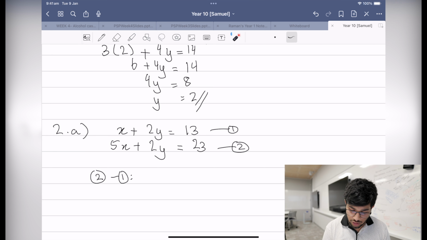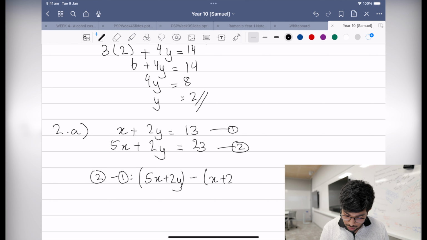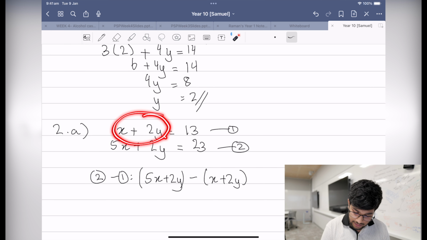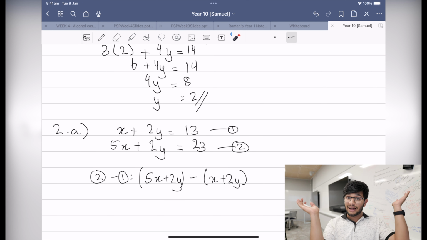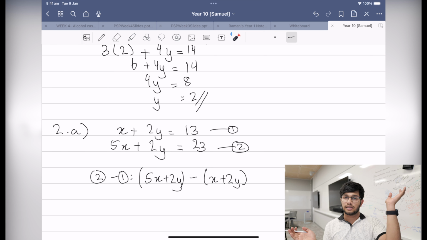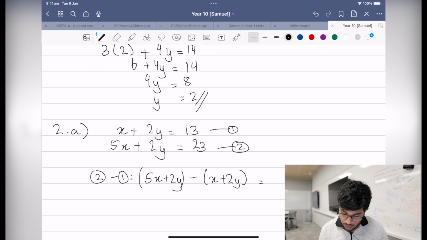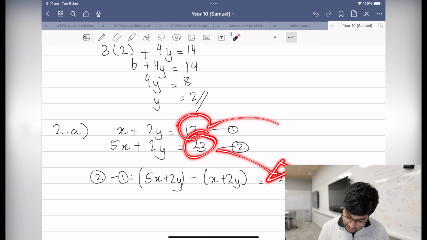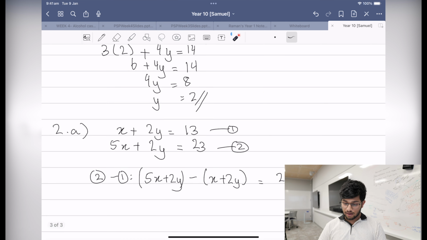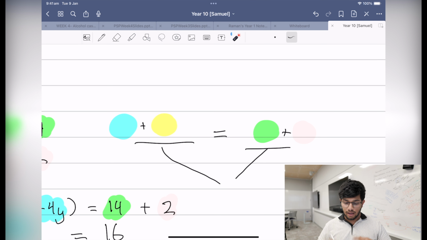Then I can say, equation 2, left-hand side, 5x plus 2y. Right? So that's this part, left-hand side. Then I want to think, minus x plus 2y. Now the equation's unbalanced because the left-hand side is too heavy. So I'll say this equals 23 minus 13, because notice, equation 2 minus equation 1. Now it's even again.